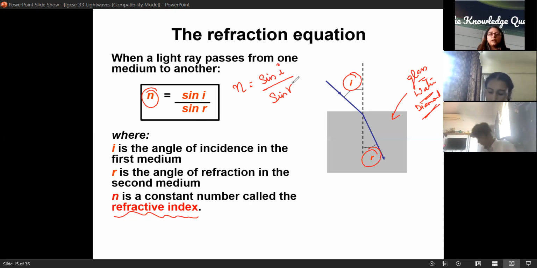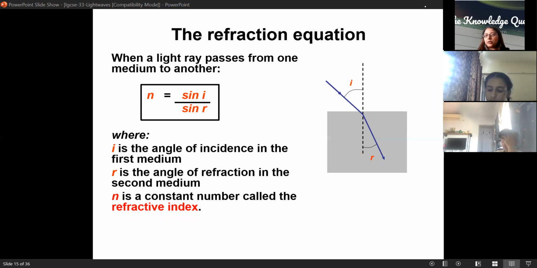Right. So sine I upon sine R. That's the relationship. What is I? Angle of incidence. And what is R? Angle of refraction. Refraction, not reflection, refraction. Okay, clear?